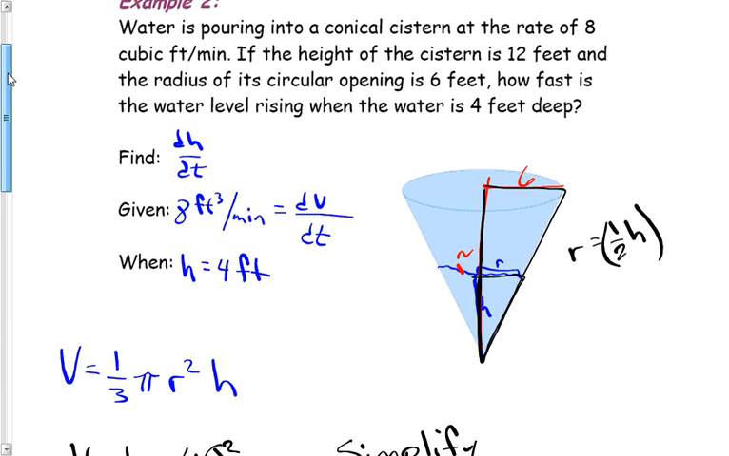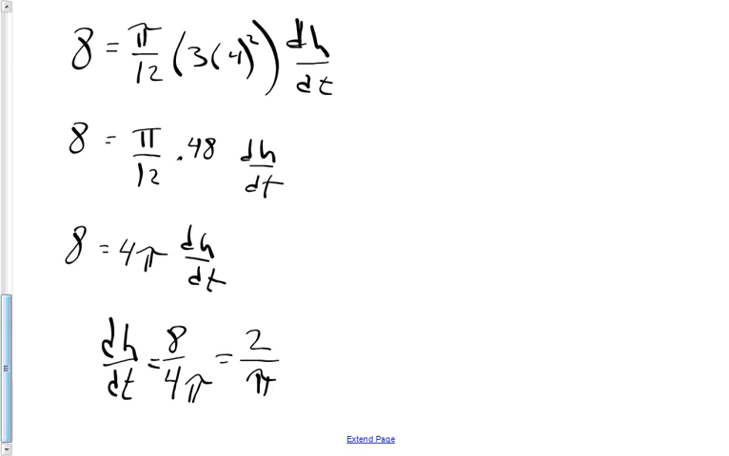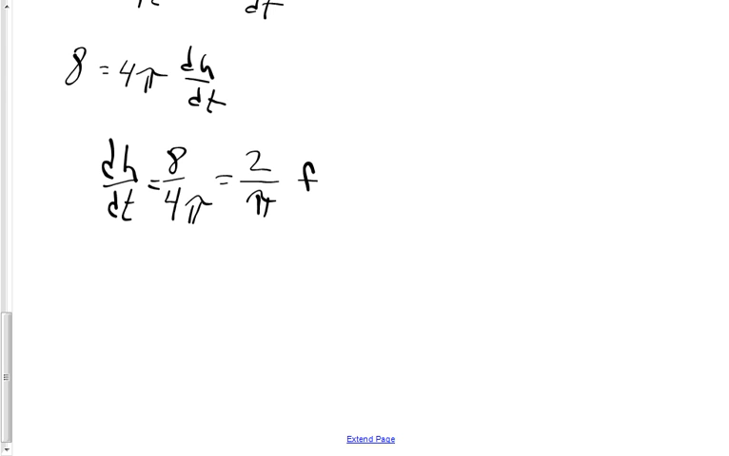Go back up to the top. Feet per minute. Cubic feet per minute or feet per minute? It's feet per minute. Why is it not cubic? Because we're measuring the change in the height of the water, not the volume of the water. We could go through dimensional analysis and show you that this all works with the units appropriate, but I don't really want to do that today.